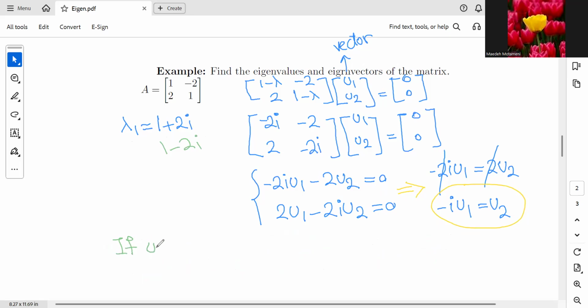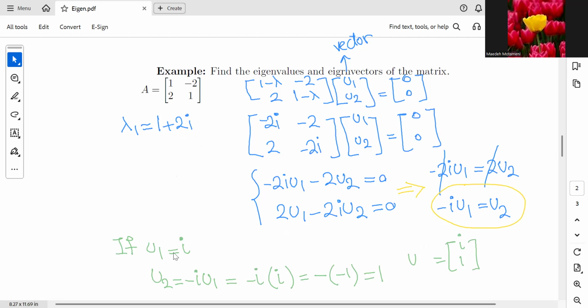I want to pick v sub 1 as I. I is a number. This is correct to pick. So if I is going to be v sub 1, according to the formula that we have here, the yellow one, v sub 2 is going to be negative I times v sub 1. And this means negative I times I, which will be negative i squared, which is 1. Okay, again, same answer, as the eigenvector related to the eigenvalue 1 plus 2i.